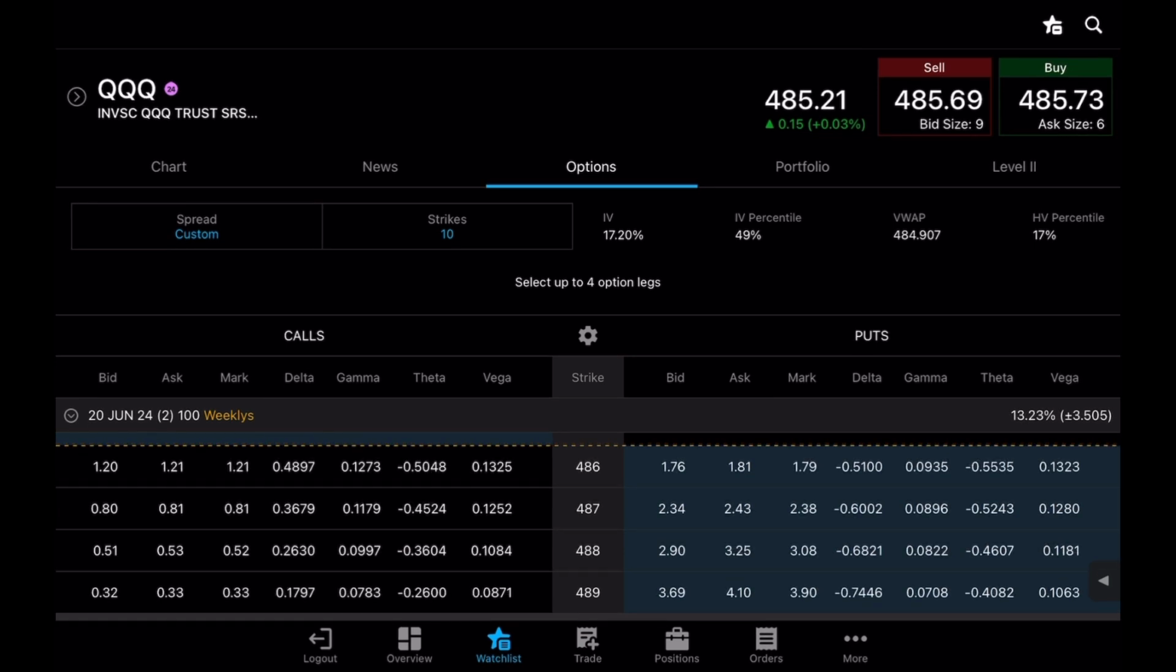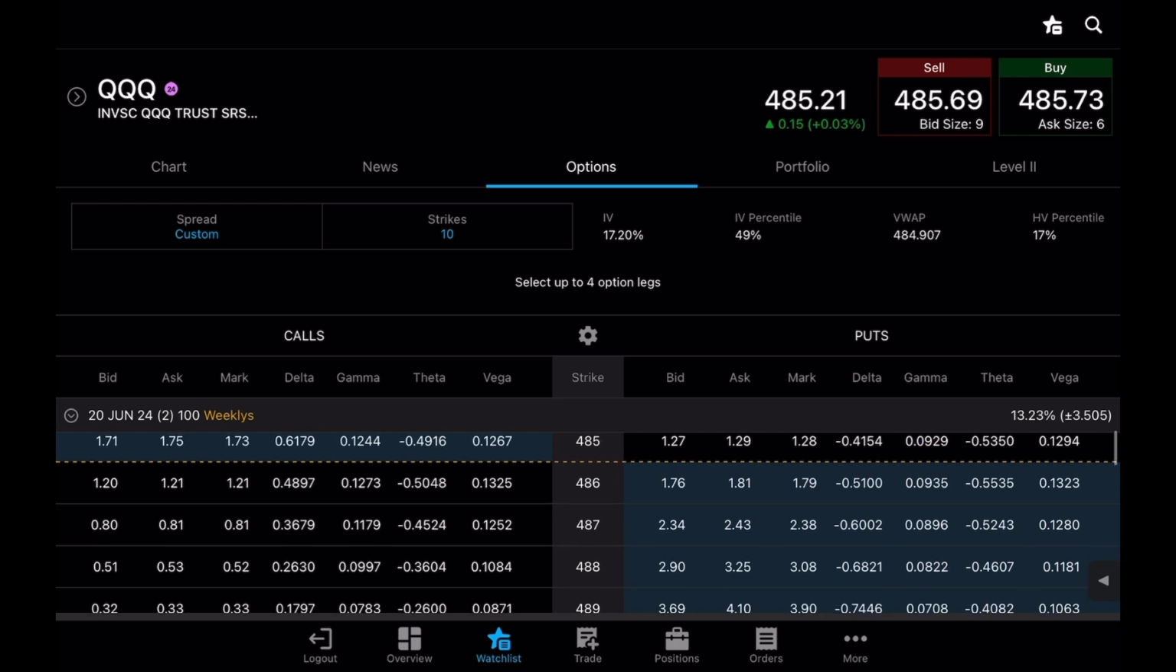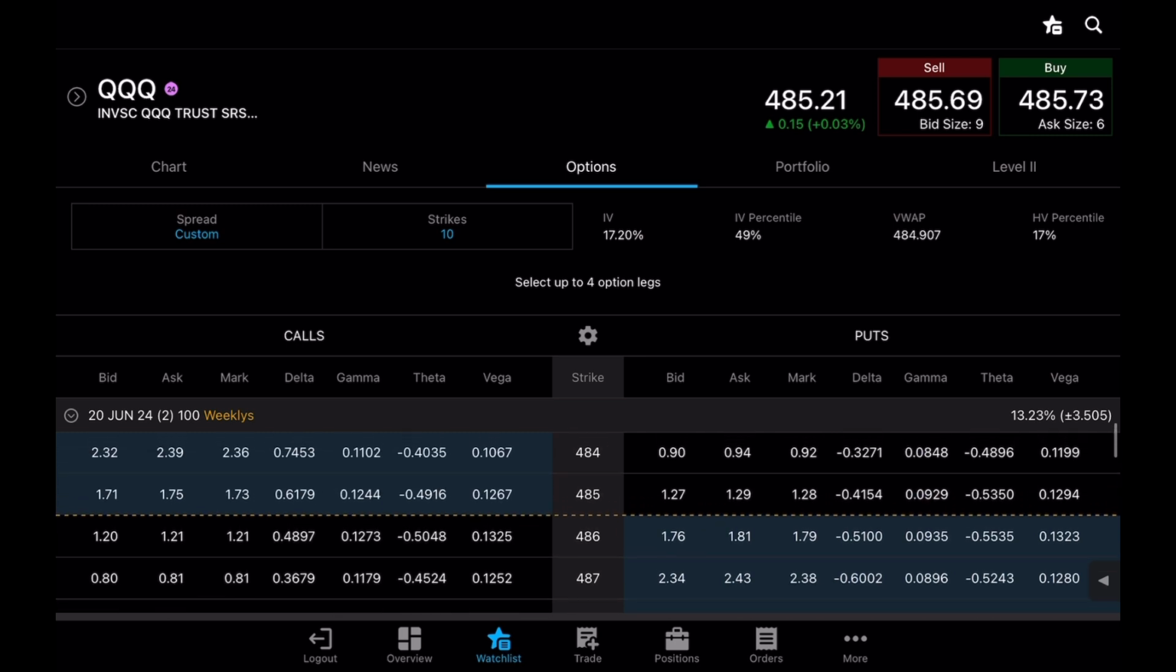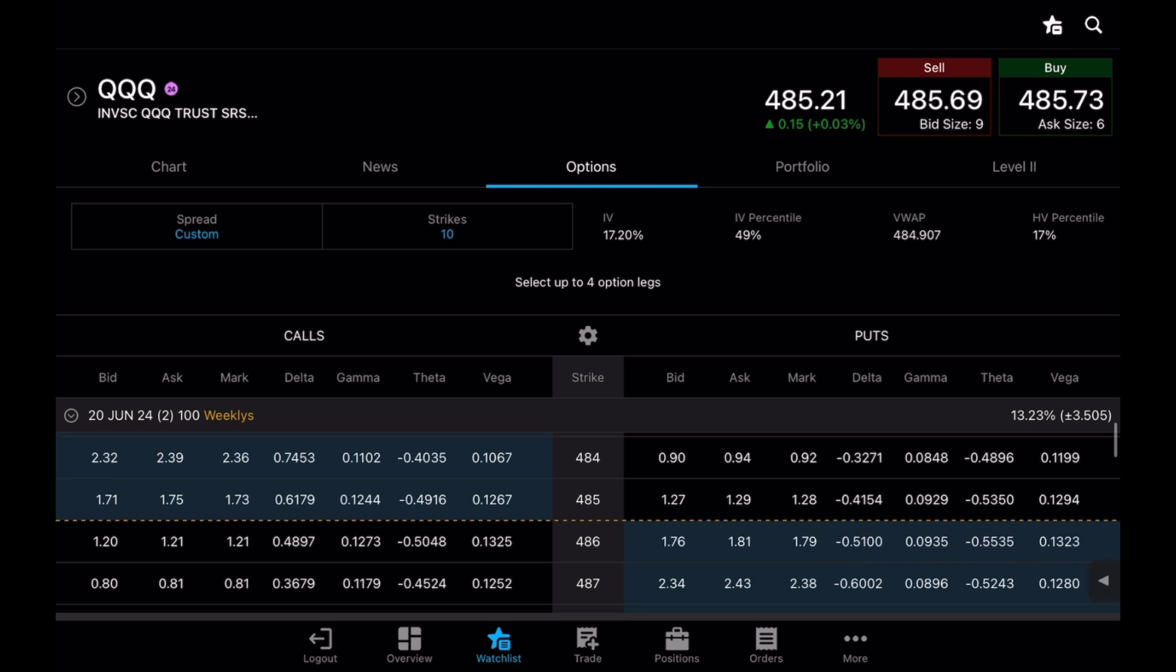Okay, so obviously if we're going to put in a play for puts, we're going to look at the stock declining. So let's go ahead and scroll up and let's take a look at the 484 strike price. We see that the bid is at a 0.90, which equates to $90. And then if you take a look at the delta, it's at a negative 0.32.